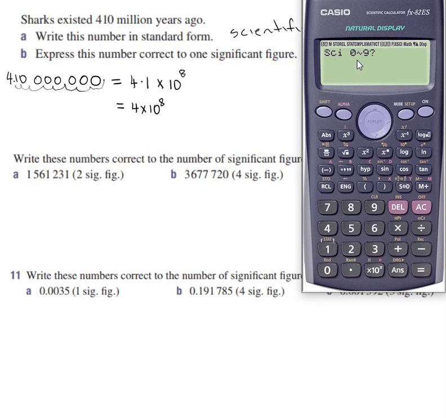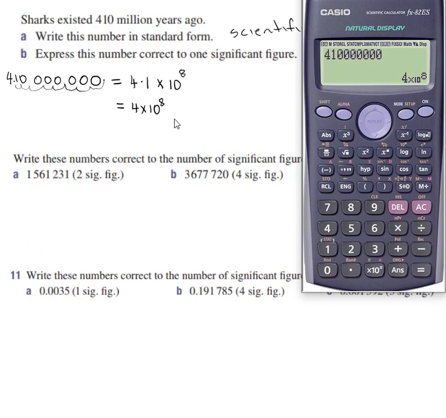Now, what is it asking for now? It's asking how many significant figures do you want? In this case, we want 1. So I'm going to type in 1. And why didn't that work? I don't know. Press equals. Oh, because I had to press equals, of course. And when I press equals, we get 4 times 10 to the 8.